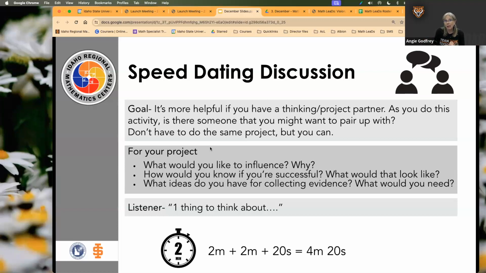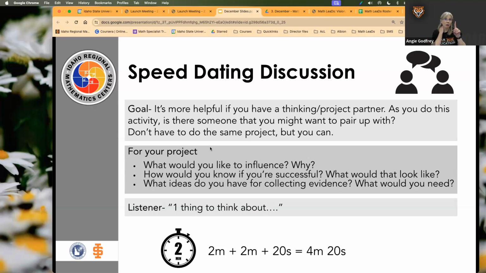So the main goal is, as you rotate through your partners, to keep in mind: is there somebody here who I really would like to be my thinking partner? It doesn't have to be one-to-one, it could be a group of 3. Some of you already work with somebody right at your school, and that can be your thinking partner, but maybe you want to pair up with somebody who's not at your school. So that's the main goal.